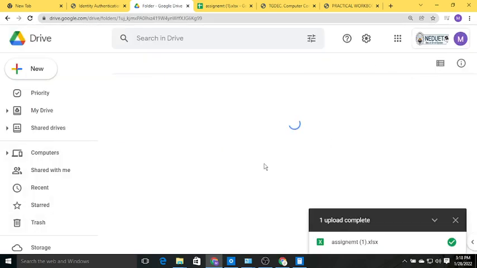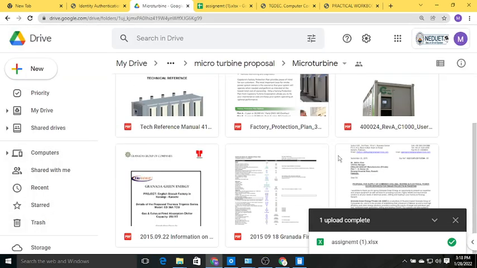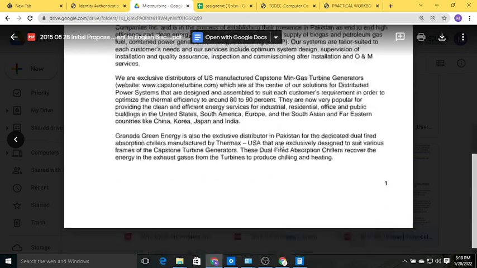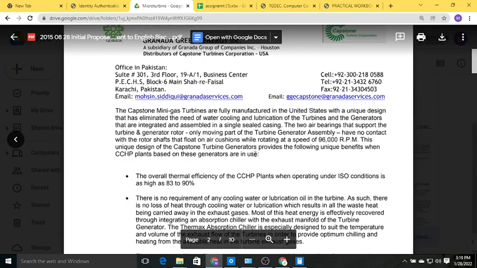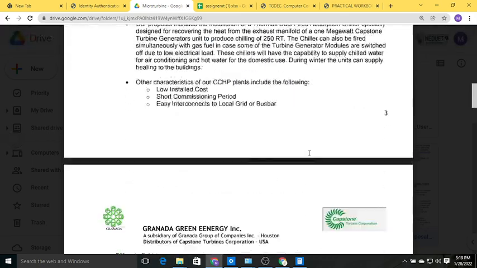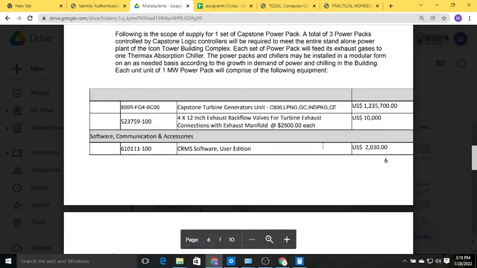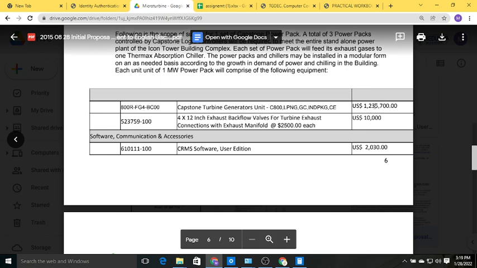I'll show some of my work on it. We took a quotation from Gandhara, the local company representing this Capstone turbine, when I was at BBM. This is the offer letter, the initial proposal. You can see the value of the turbine is very high. At that time it was around 12 crore rupees, but now the dollar has increased. You can see the Capstone gas turbine is 12 lakh 35,700 US dollars. Imagine how much that is in crore rupees, like 19-20 crore rupees right now.